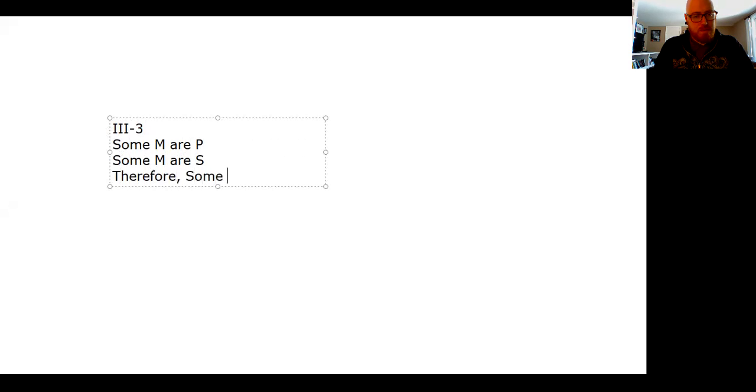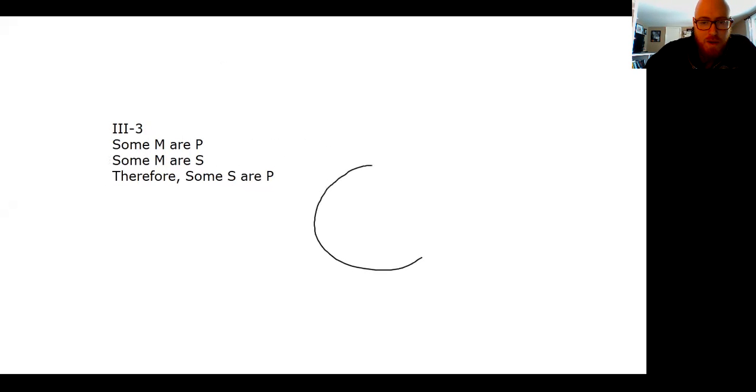Okay. Now let's do another one here. So let's do an III. Okay, so what would that be? So all my premises are I statements. So, some M are P, some M are S, therefore some S are P. Okay, let's draw the diagram here.